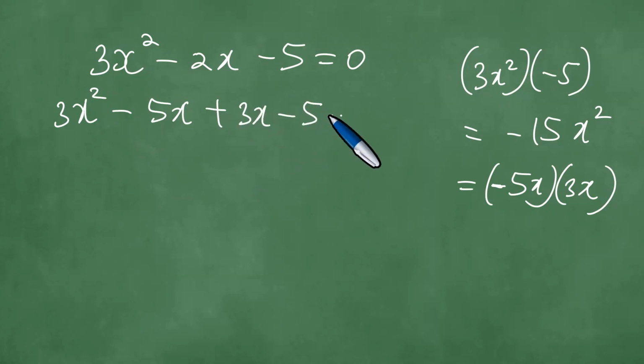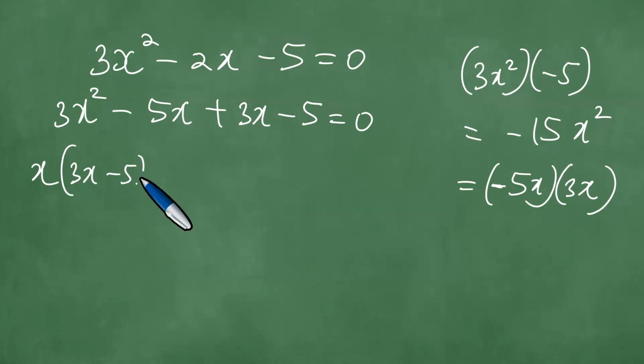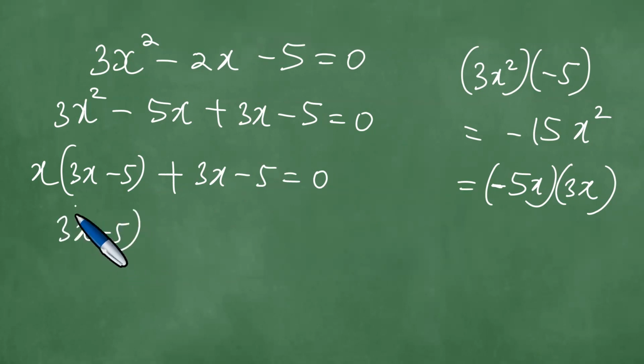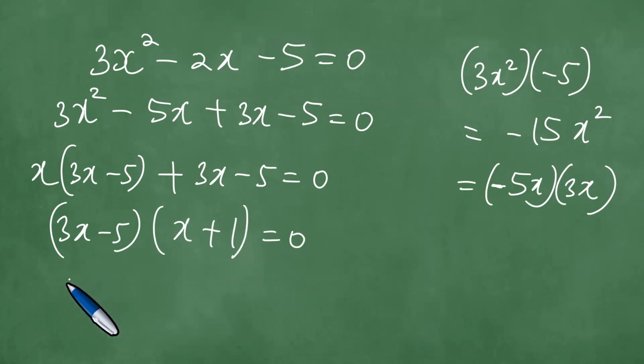If in case the factors are taking long, now we're bringing the minus 5x here, we're bringing 3x here, okay? And we're getting this. And then here we're taking the highest common factor from the first two terms, taking out x from the first two, we have 3x minus 5 plus 3x minus 5 equals 0, which is 3x minus 5 into x plus 1 equals 0, which means x equals 5 over 3 or x equals minus 1.